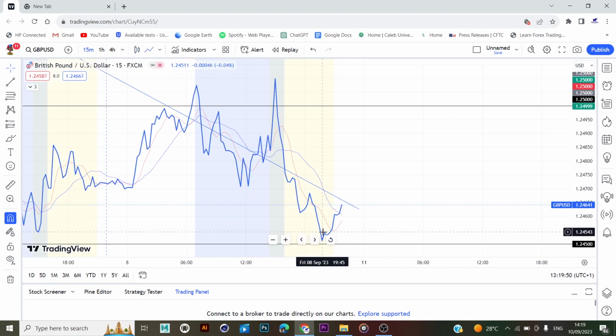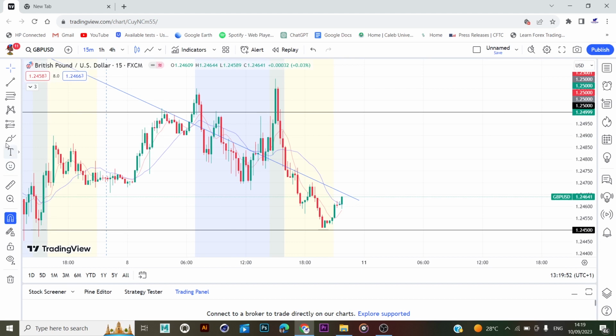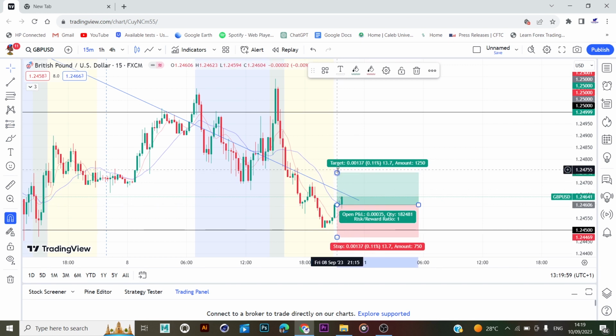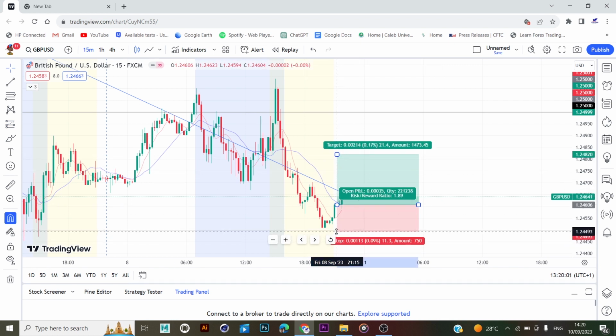This is a W pattern here. Alright, so now if you take a long position, if you put it here, you see that you need to put your stop loss below this psychological level, to have that safety of not getting your stop loss hit.